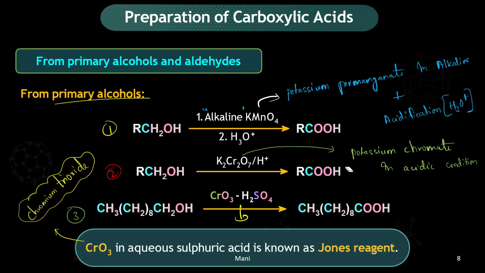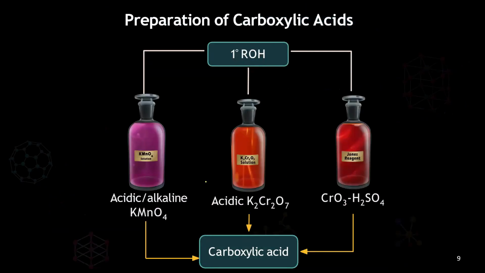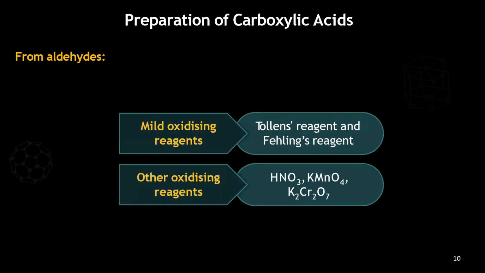So there are two acidic conditions and one alkaline condition. And here the chromium trioxide with the sulfuric acid is called the Jones reagent. Understood? So see here: acidic KMnO4, acidic K2Cr2O7 and CrO3 with H2SO4. This is also an acidic condition. All these will be converted into carboxylic acids. That's about the primary alcohols.